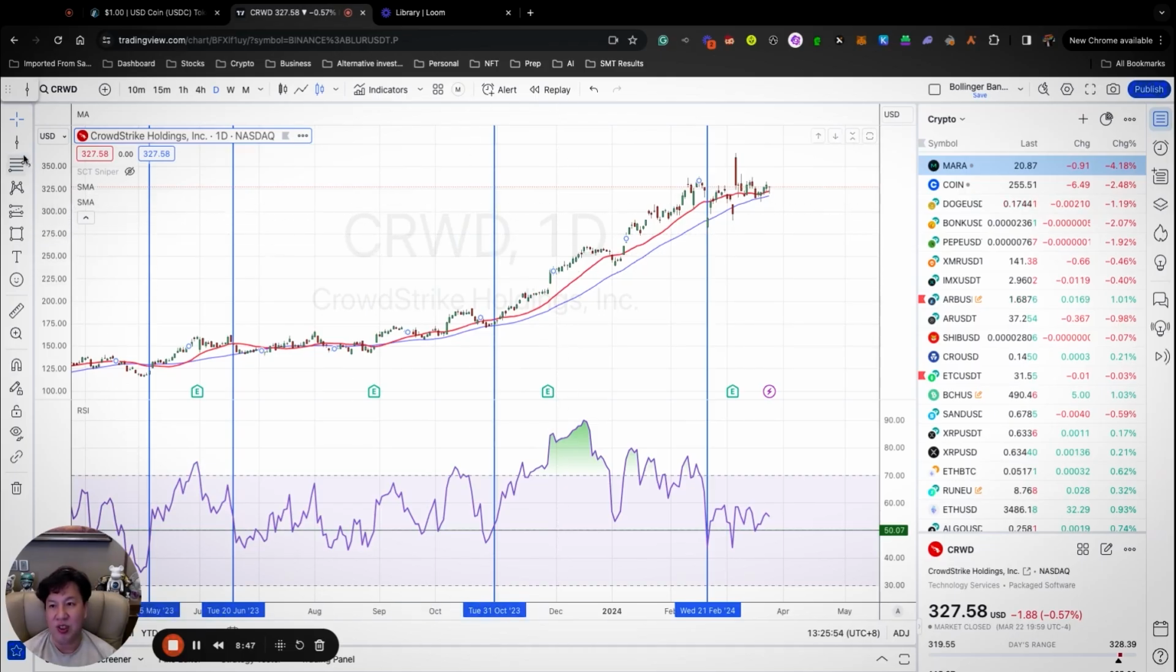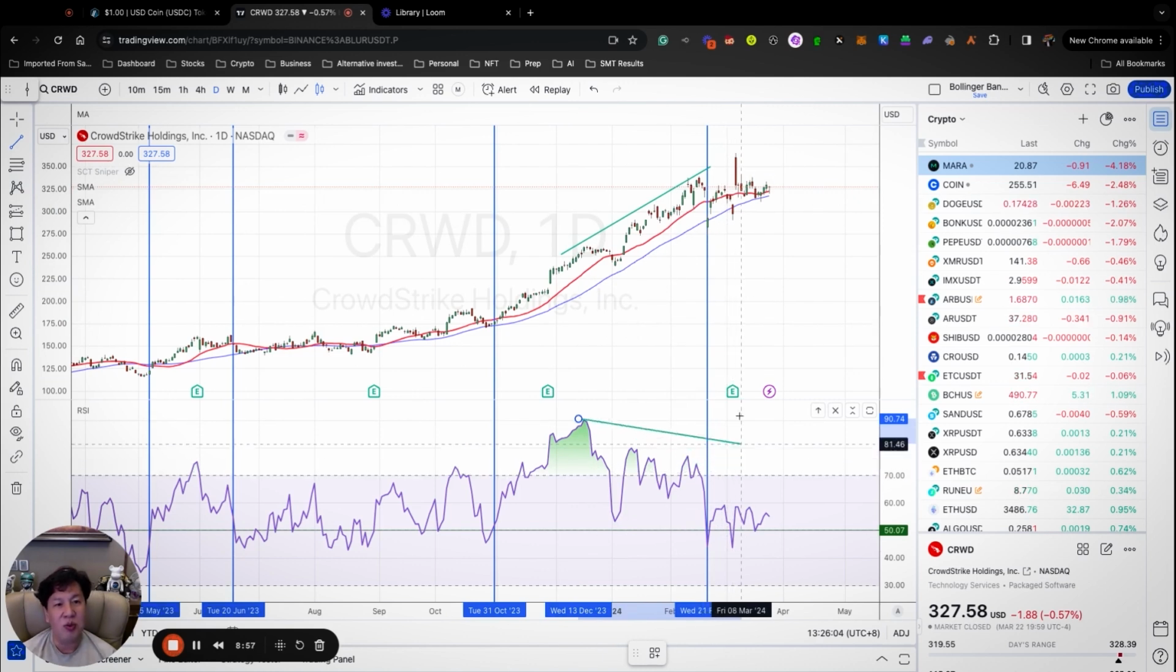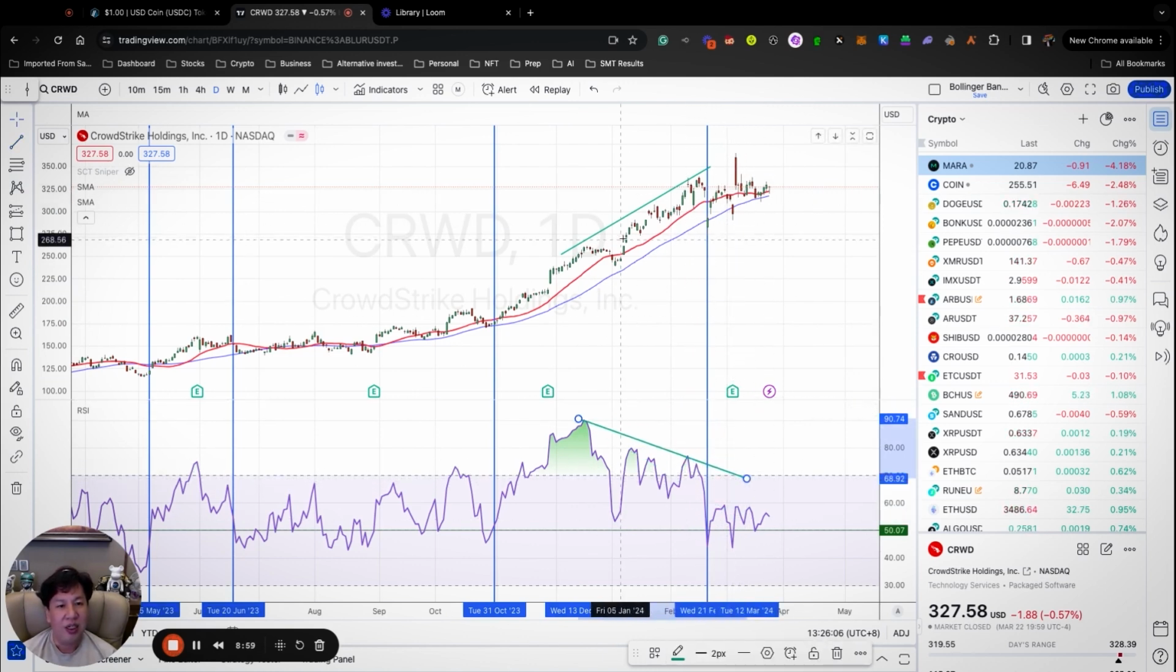So what I mean by divergence is when the price continues to hit higher, and then the indicator over here starts to dip lower. So when you start to see that, it tells me that the price here, which is going up higher, is running out of steam. Possibly there may be a dip down after that. So that is how I use the divergence.